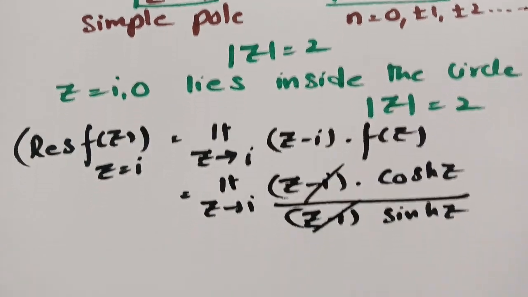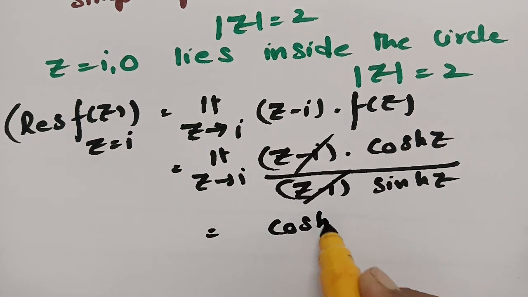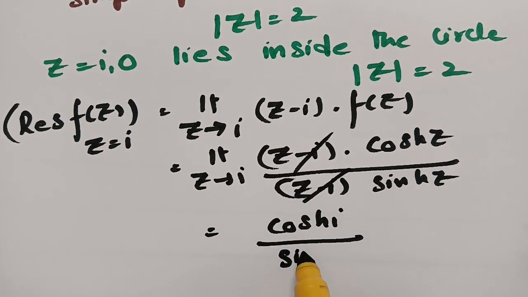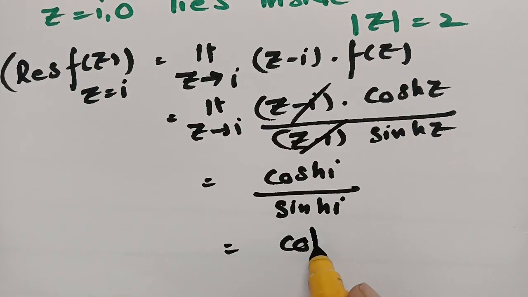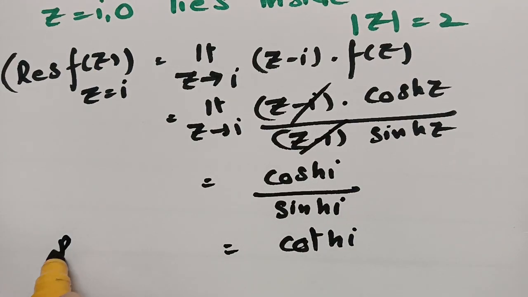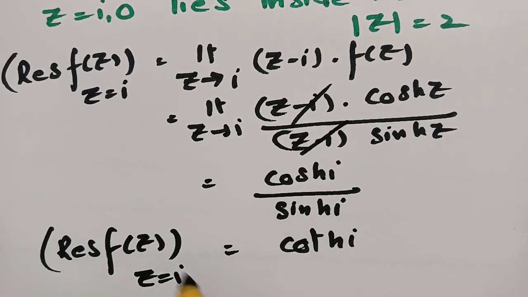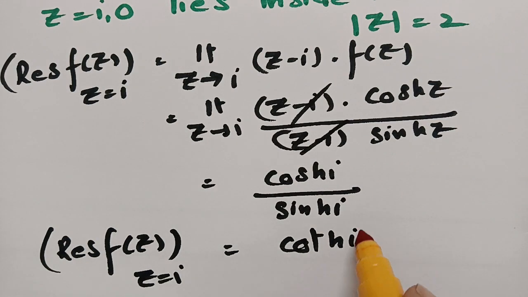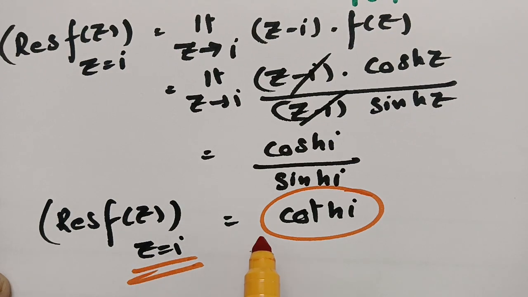If I cancel this one and substitute i in place of z, this will be cosh i by sinh i, which is nothing but coth i. So this is the residue value of f(z) at the point z equal to i. So at the point z equal to i, clearly, this is the residue value. Next, the corresponding pole is z equal to 0.